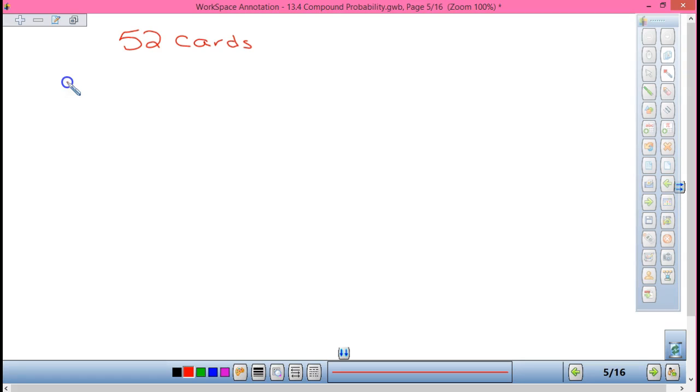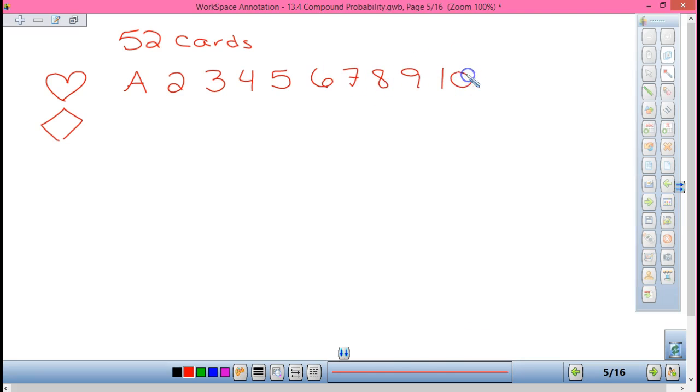Okay, what are my red cards? I have hearts. I have diamonds. What cards are in a deck of cards? Ace, 2, 10, and king. So if we talk about face cards, what are we talking about? Jack, queen, and king, because they have faces. They're people. Okay, same thing for diamonds.